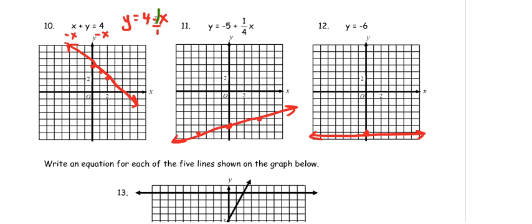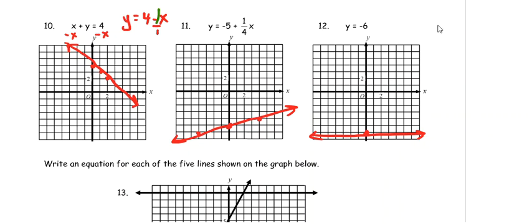This is y equals negative x. Y equals 4 minus x. So I just made it a 1. So it's going to be negative 1 over 1 for your slope. This is a little straightforward one. Remember, the slope is always the one that's in front of the x, and the other one is your y-intercept. And it's another horizontal line.